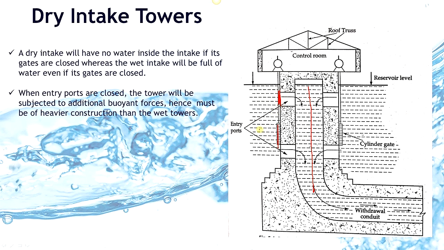Whereas in the wet intake, even if the gates are closed, the water will be there in the outer shell at the same level as the source. As you open the gates, water will enter this inside shaft and it will flow through the withdrawal conduit or discharge conduit. This dry intake is also constructed in water itself. At the top, an inspection gallery or control room is built.